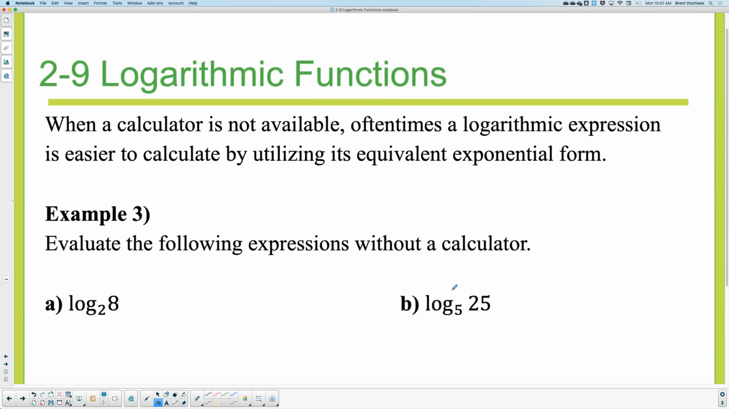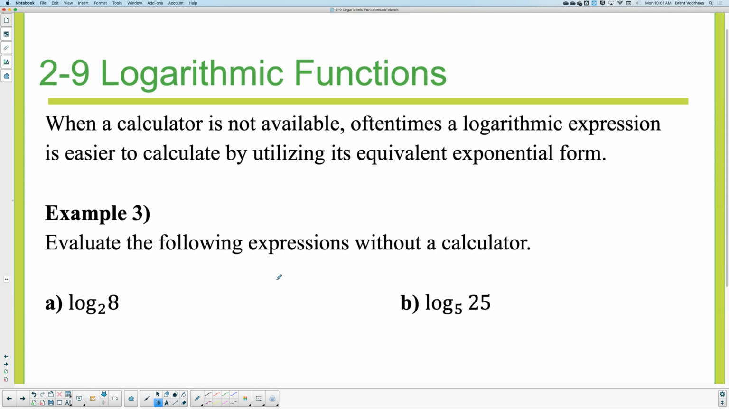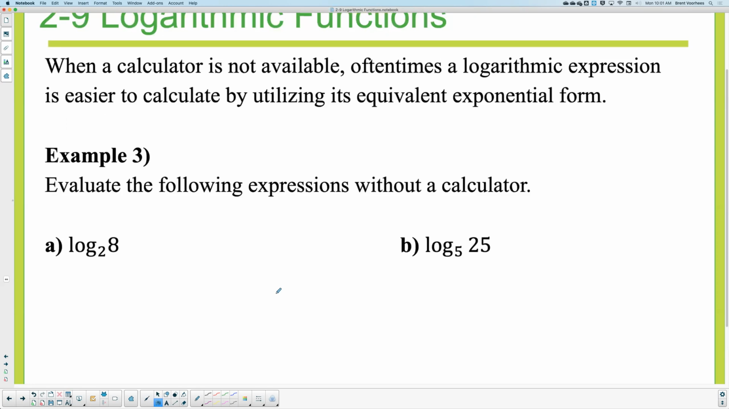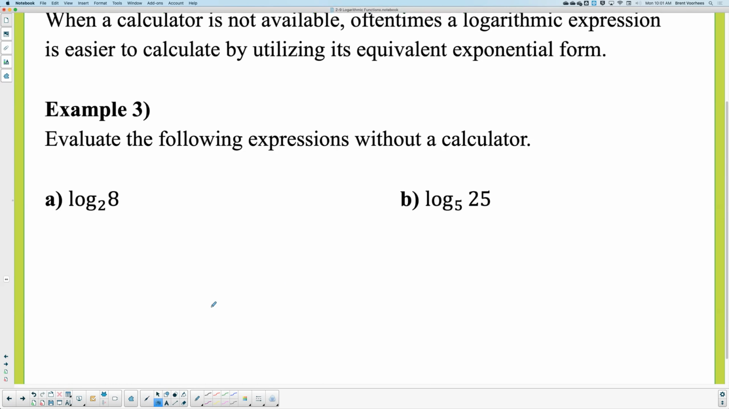All right, so when a calculator is not available, oftentimes a logarithmic expression is easier to calculate by utilizing its equivalent exponential form. Here's some examples. Let's say this is a non-calculator problem. Evaluate the following expressions without a calculator.